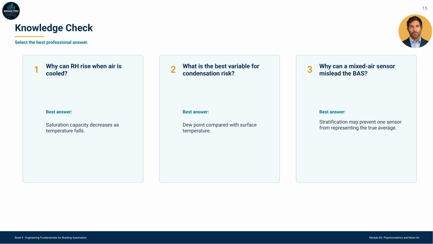Third, why can a mixed air sensor mislead the BAS? Because outdoor and return air may not be fully mixed where the sensor is installed. Stratification can make one sensor read only part of the airstream. These are simple questions, but they protect real systems from bad troubleshooting.